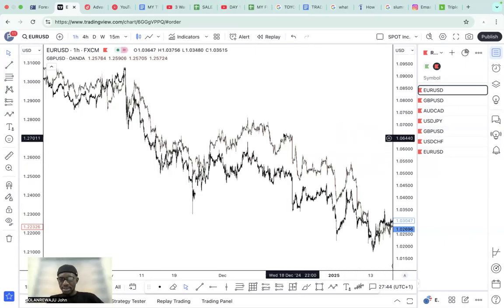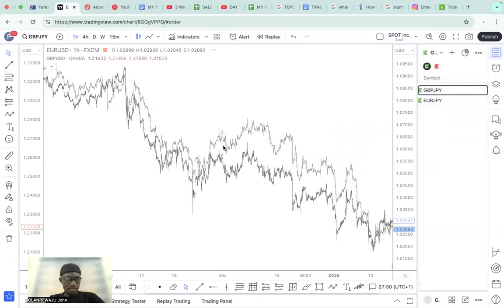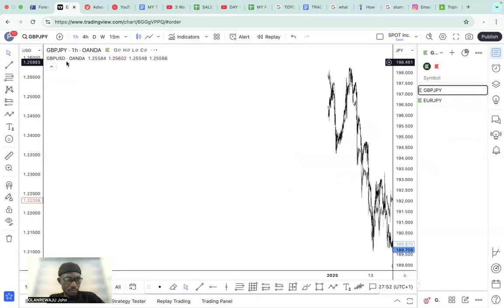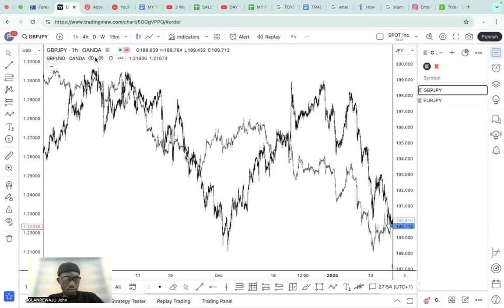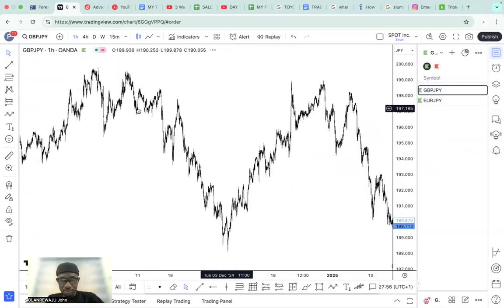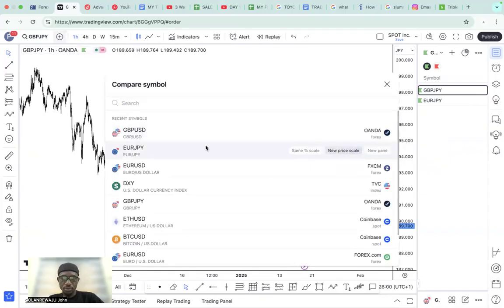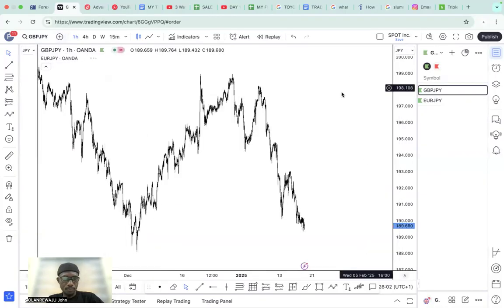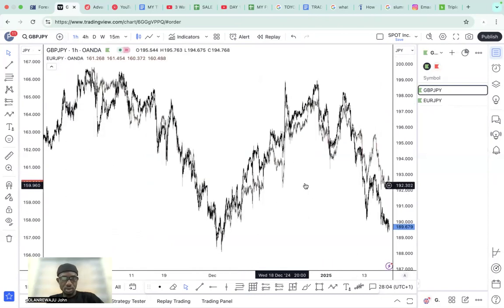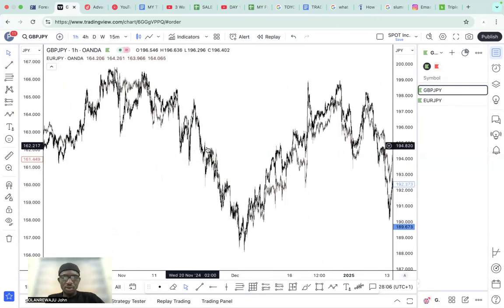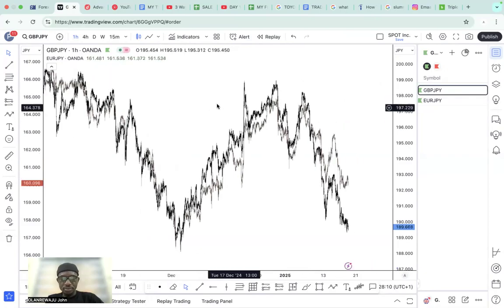Another example of correlating assets is GBP USD, GBP JPY and Euro JPY. Let's check it out. This is GBP JPY at the back. Let's now add Euro JPY on top. Can you see again? Almost the same. When GBP JPY is buying, Euro JPY is buying. When GBP JPY is selling, Euro JPY is selling.